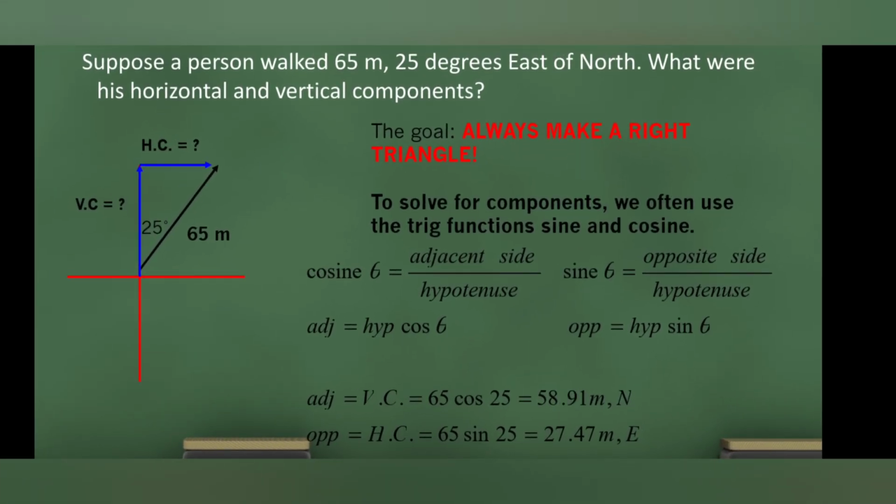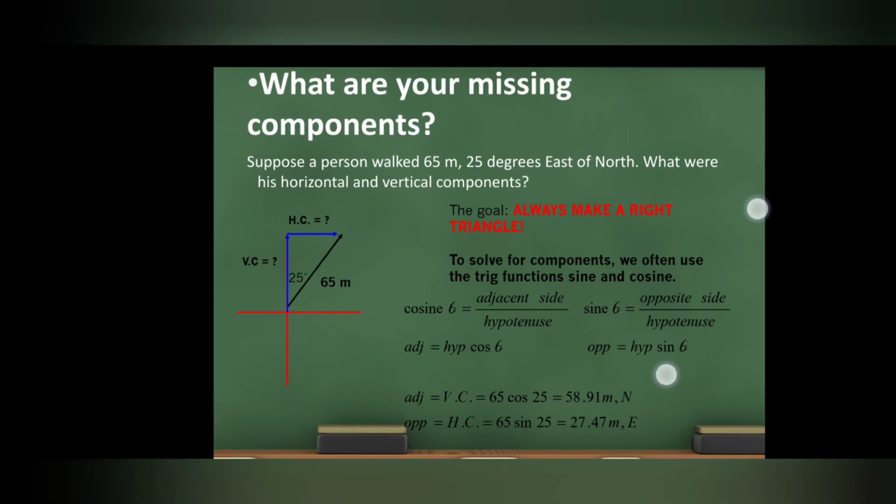Adjacent, the vertical component, is equal to 65. Why 65? Because it is the hypotenuse. 65 cos theta. Theta is what? 25 degrees, right? So they have already given us. So cos 25 into 65, you will get 58.9 meters north. Similarly, the opposite side is nothing but the horizontal component, which is 65 sine 25, which will give me 27.47 meters east. I hope you understood.